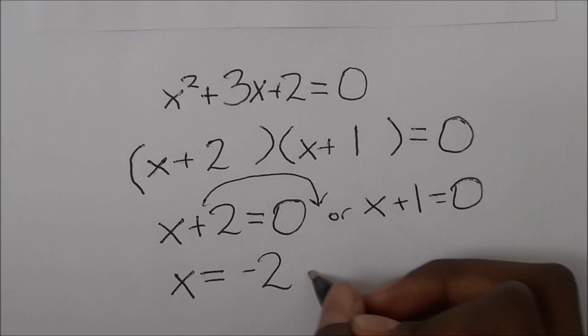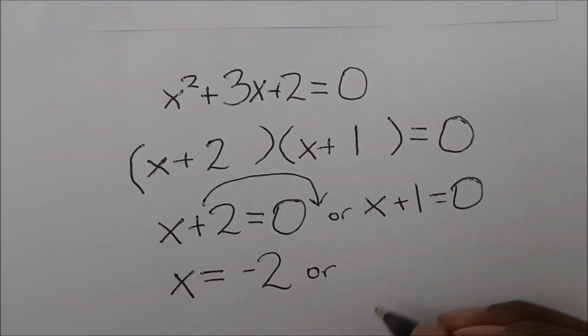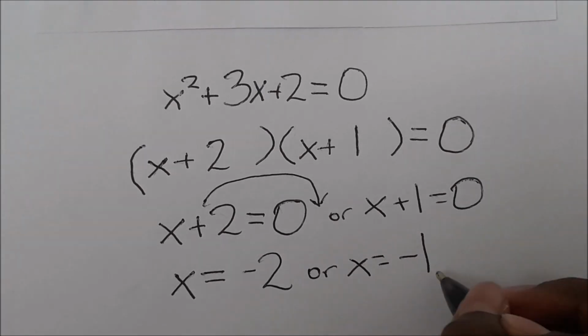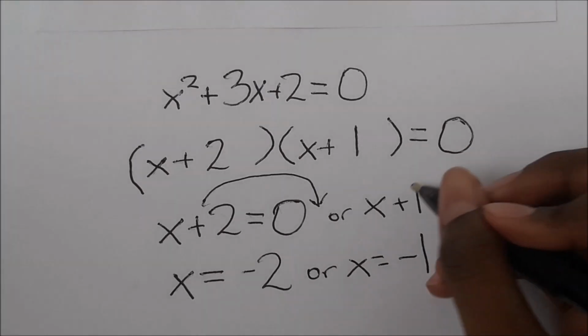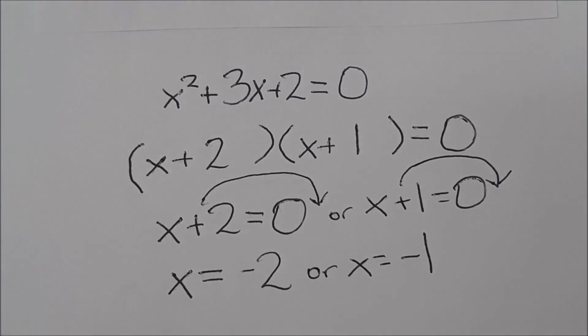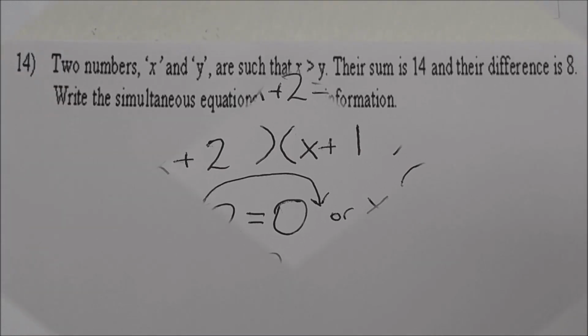Or, and do the same at the back, solve it. X is equal to negative 1. Show us what you move. Show the arrow to move the positive 1 to the back with the 0. And so it becomes a negative 1. And that's your answer. Solving, x equal to negative 2 or x equal to negative 1.